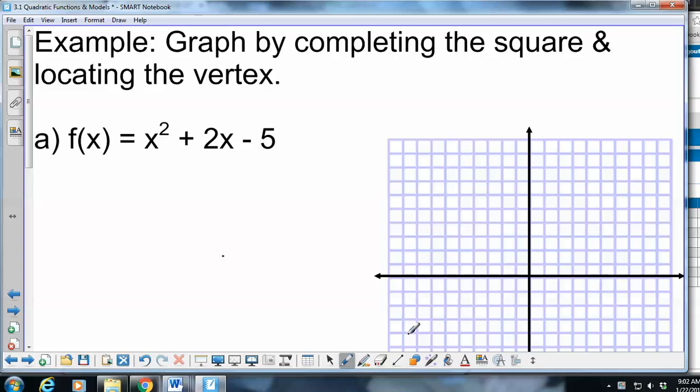So this one, we talked about how if it's in vertex form, it's a lot easier to graph because you can apply your transformations.